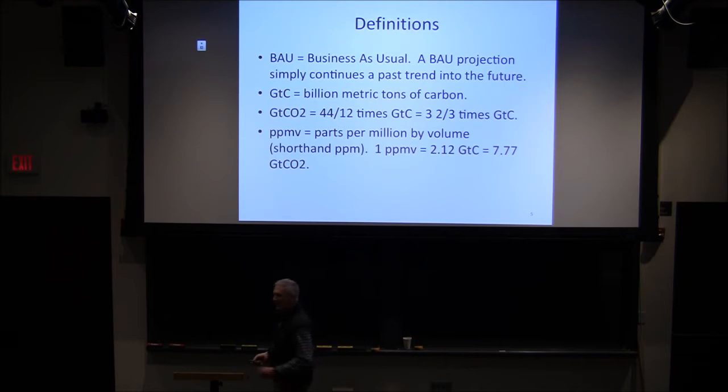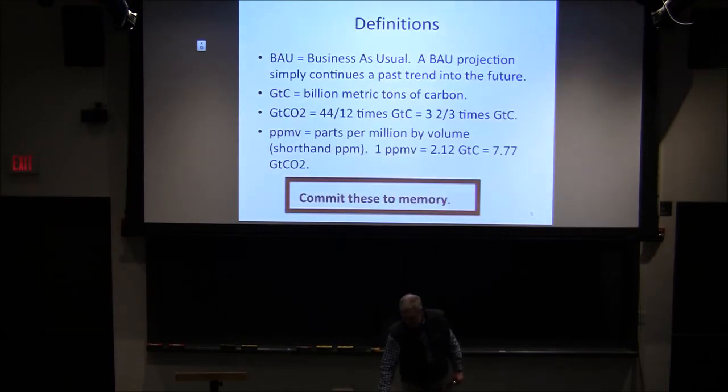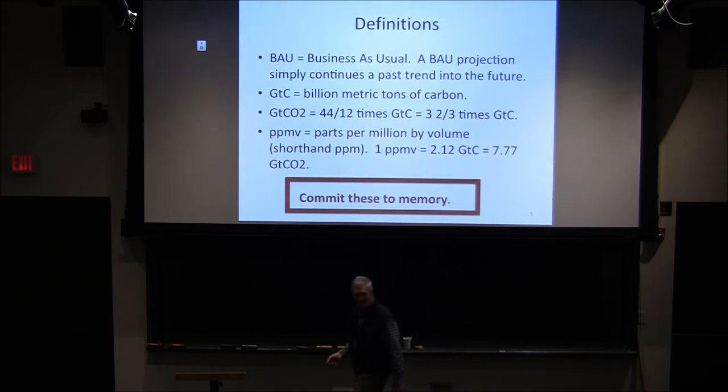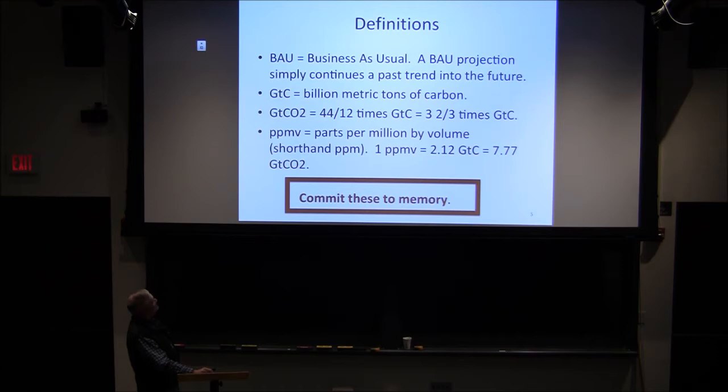There's a couple of definitions that I want us to get used to. I'm going to have very few of these things that you have to memorize, but I want you to commit these to memory, all right? First one is, what's business as usual? A BAU projection simply continues a past trend into the future. We're always going to be talking about solutions as departures from business as usual.